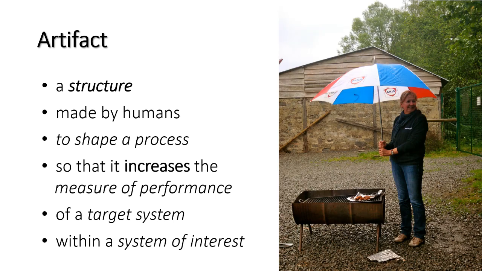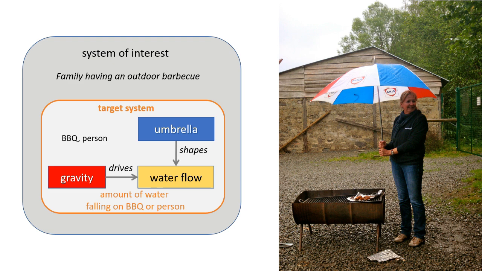If we look at this example, we can see the umbrella as an artifact. You see a family having a barbecue, it's raining, and normally the barbecue would get wet and not do its work, and the person would get wet and not be happy. But here we have introduced a structure, the umbrella, which shapes the process of the falling water in such a way that it's good. So in this case the water flow is shaped such that two measures of performance, the amount of water falling on the barbecue and the amount of water falling on the person, are reduced. Actually it becomes zero. A good umbrella keeps you dry.